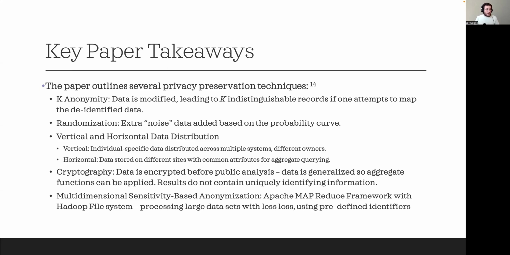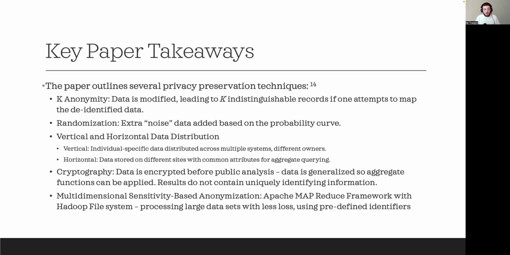Cryptography. Data is encrypted before the public analysis. The data is generalized so aggregate functions can be applied, and the results do not contain uniquely identifying information. The best method identified is multi-dimensional sensitivity-based anonymization. This uses the Apache map framework with the Hadoop file system, and processing large data sets with less loss is much easier, and it uses predefined quasi-identifiers.